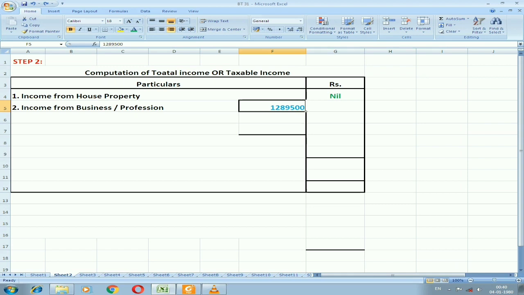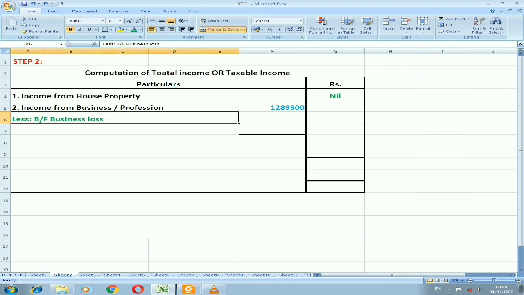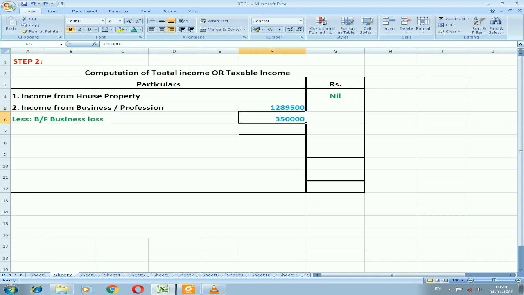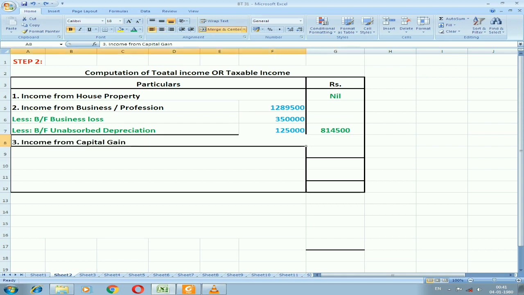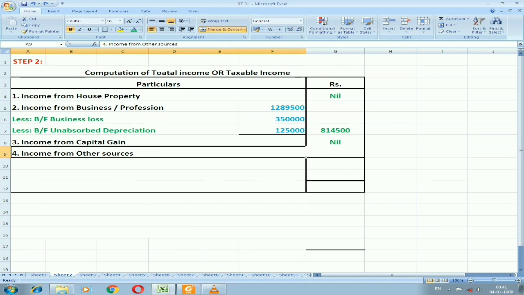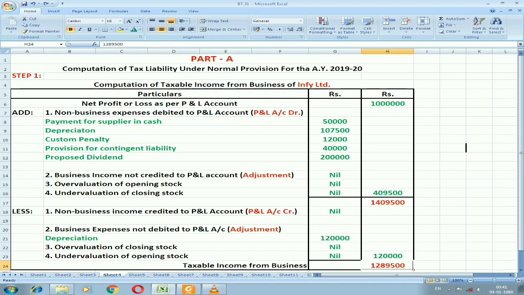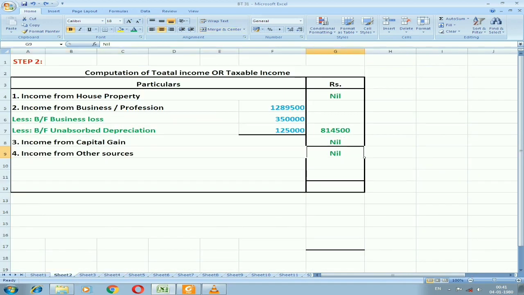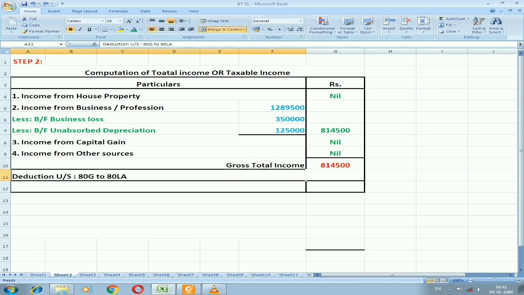That is 3,50,000 as brought forward business loss and brought forward unabsorbed depreciation with the amount of rupees 1,25,000, with the total 8,14,500. Apart from that, we are supposed to take the third income, capital gain. So as we are not having any income under non-business income credited to profit and loss account, it will also be nil. Other sources also will be nil as we don't have any other income. So gross total income will be 8,14,500.